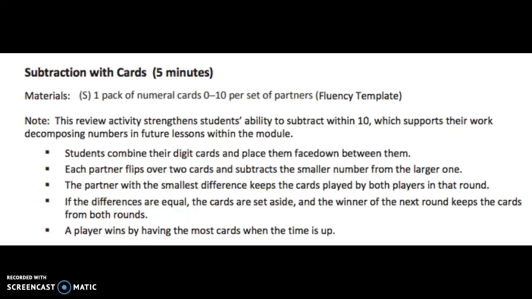So again, you're going to flip over 2 cards. You're going to subtract your smaller number from your larger one, and whoever has the smallest difference keeps the cards. Once we have flipped over all the cards and all the cards are gone, and we've done that 2 times, you are done with the fluency activity.